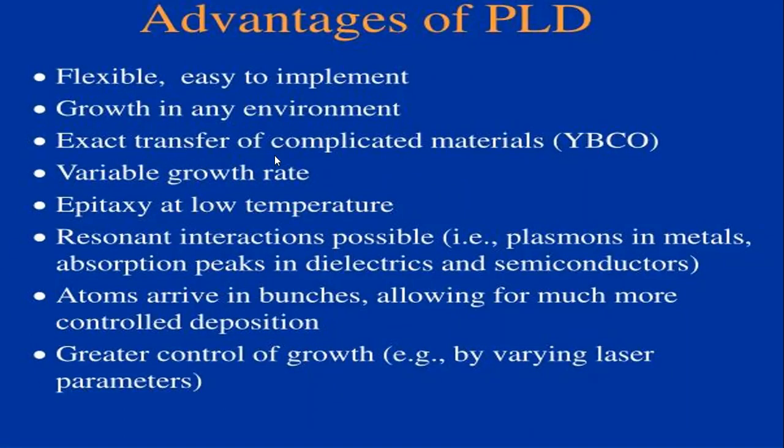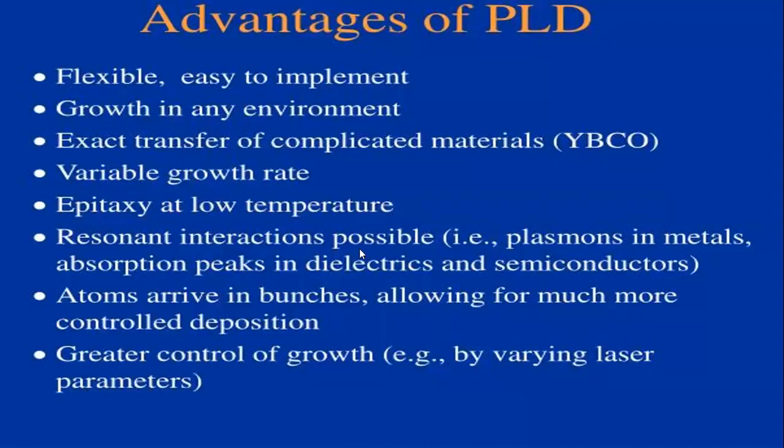Third one is the exact transfer of complicated materials. You can use any kind of material, and it is exactly transferred from the target to the substrate side. And the fourth one is the variable growth rate. We can increase or decrease the growth rate as per our choice, as per our interest.